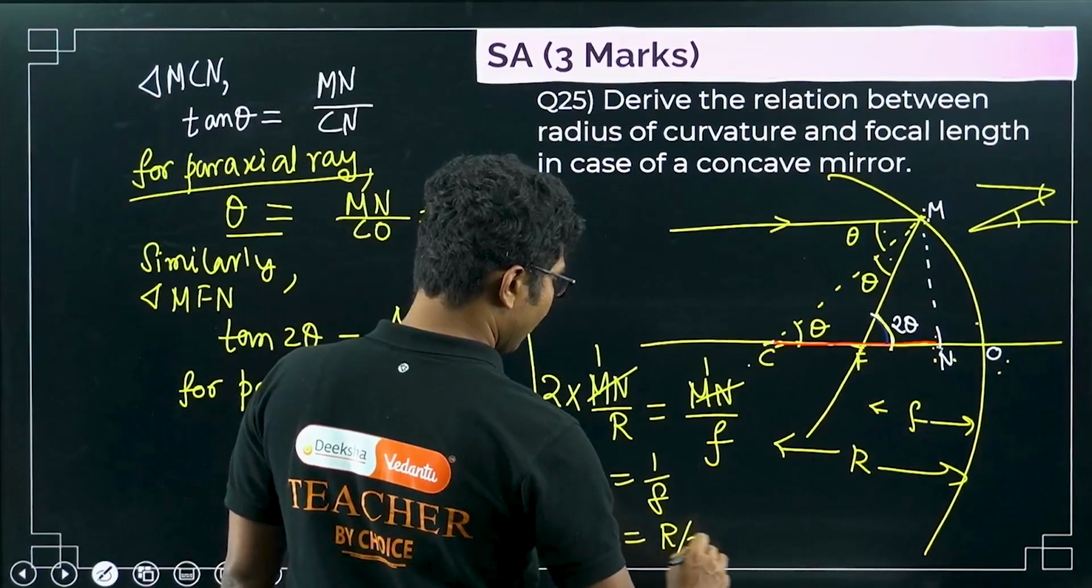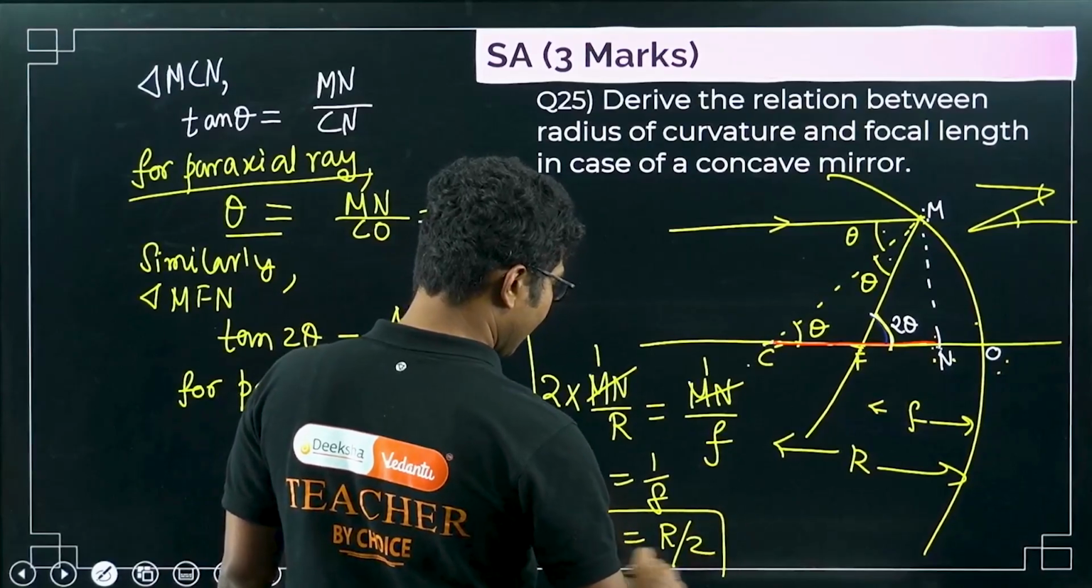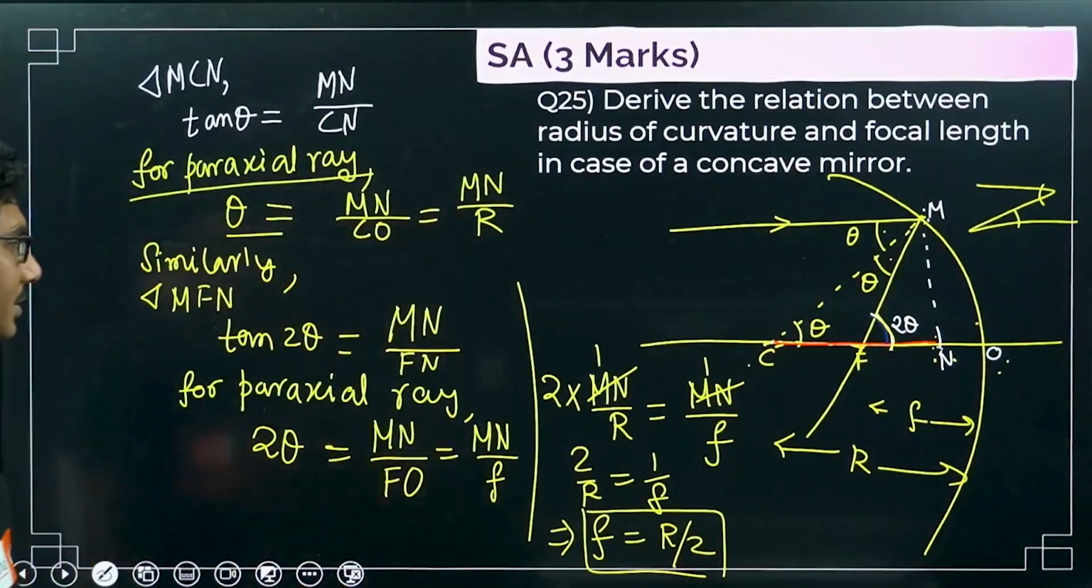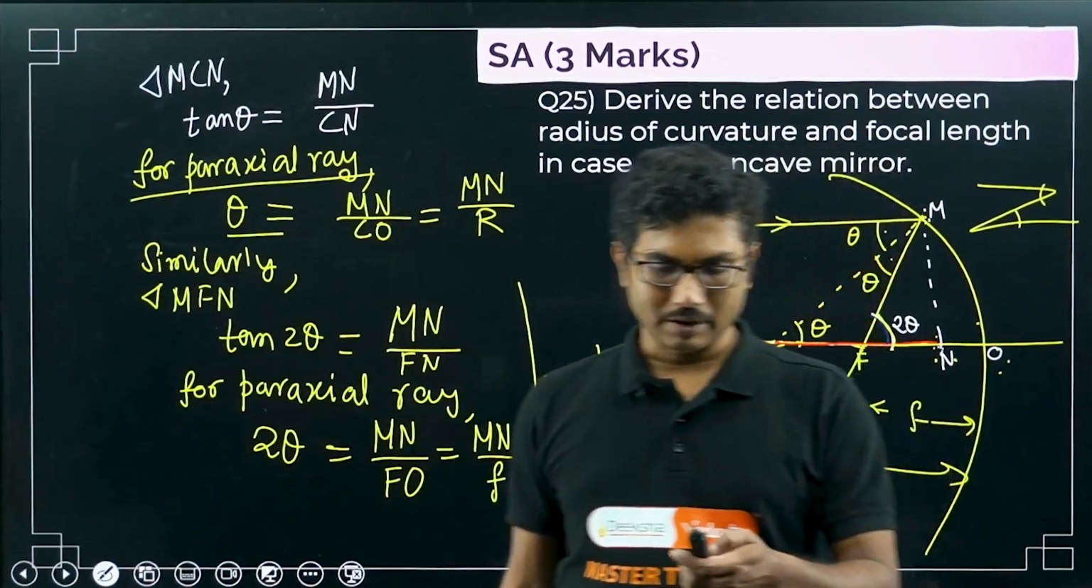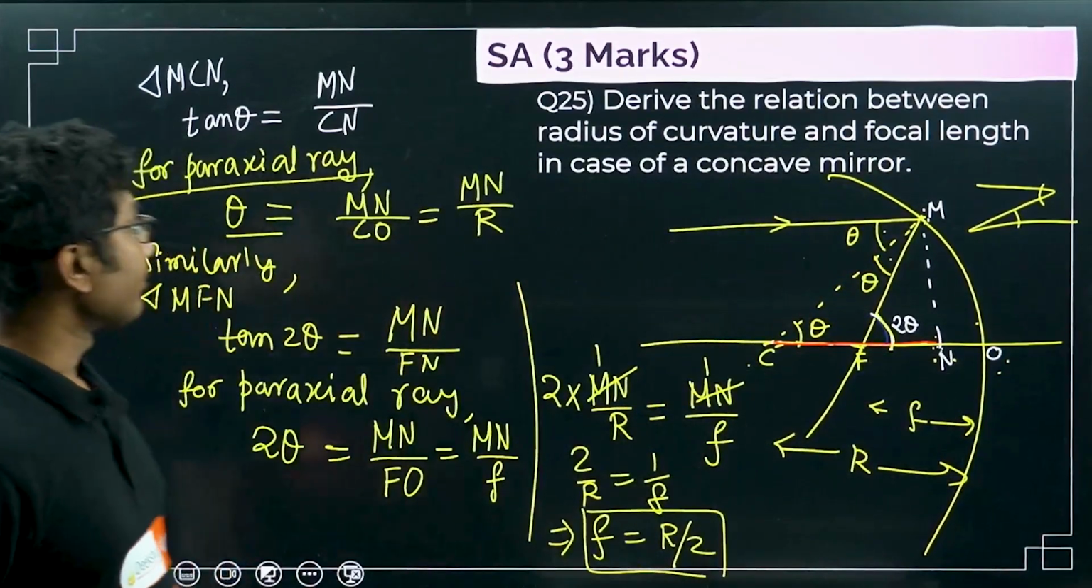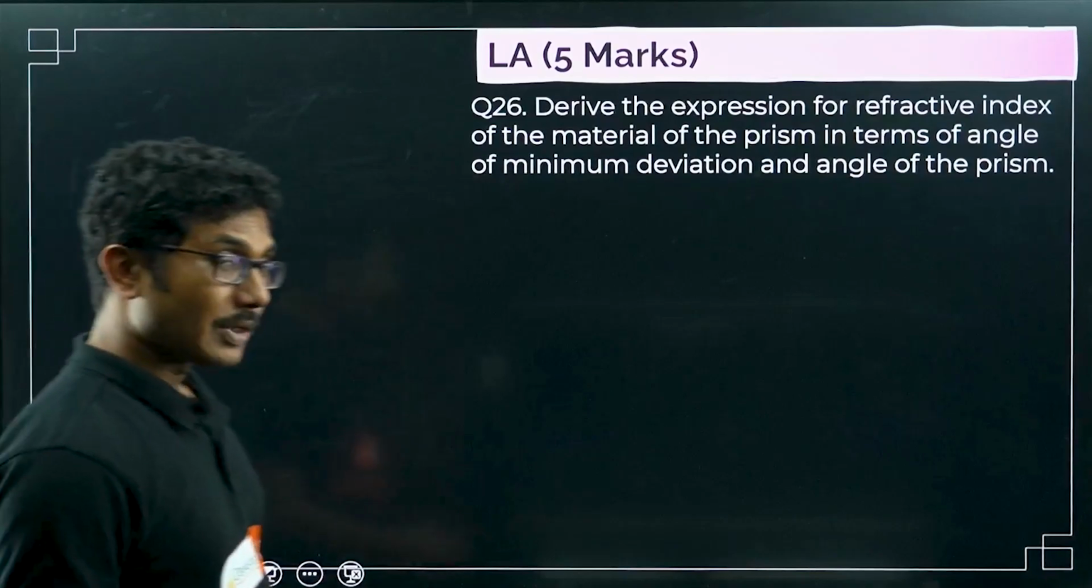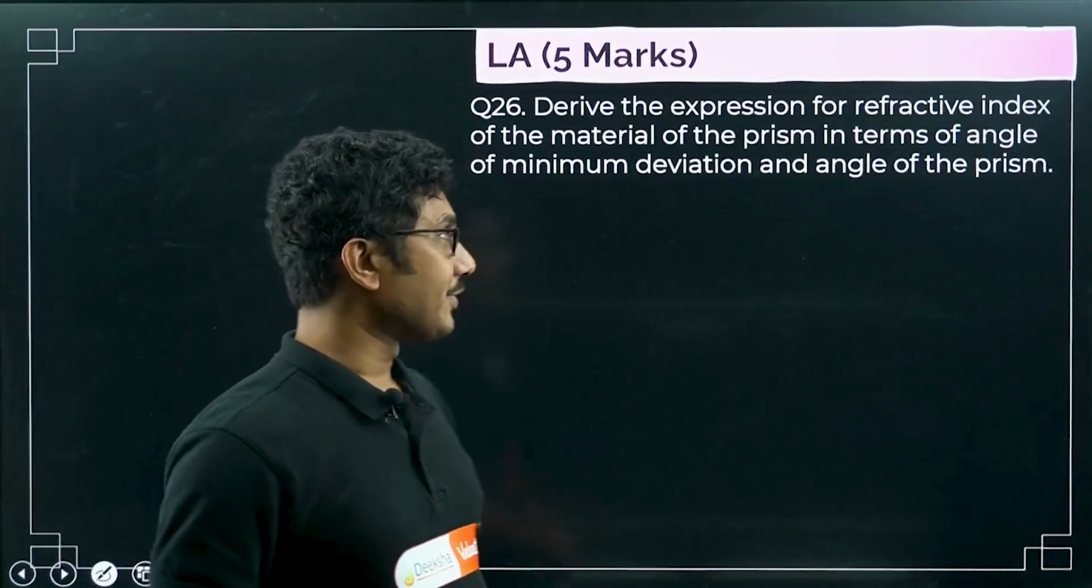So this is the derivation. If you derive this, you will get full 3 marks, small derivations, and it is often asked from this chapter. Now let's look into the next question. This is a 5 mark. From now on, it is a 5 mark derivation.